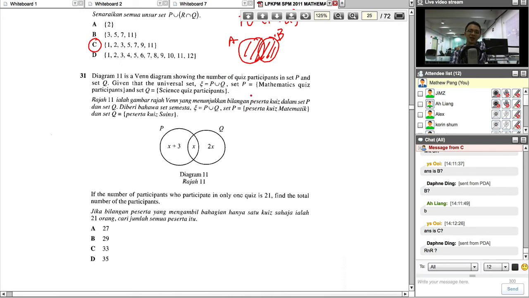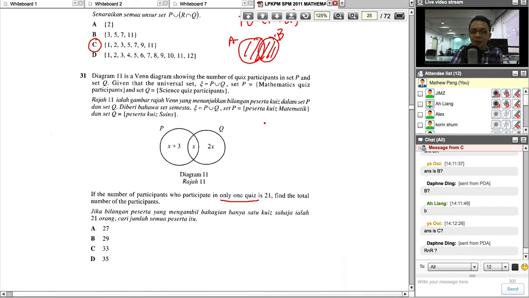Okay, the Venn diagram shows the number of participants in set P and set Q. Alright, so he gives you something like this. And then he asks, if the number of participants who participate in only one quiz is 21, find the total number of participants. Okay, actually you have 2 quizzes here. This one is participating in P and Q. So the keyword here is only one quiz. Only one quiz means both of these. This one is participating in only P.